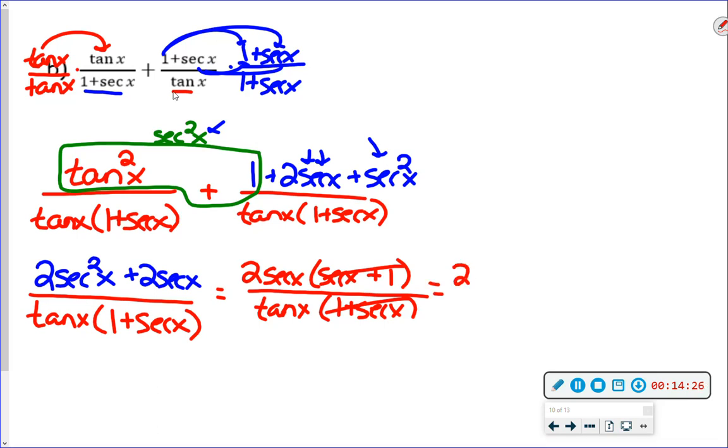I've got the 2. Of course, secant is really 1 over cosine. So I'm going to make this 2 over cosine. I wrote it in green because that's off the identity. And then, of course, we've got our tangent, which we know our identity for: it's sine over cosine. So when I divide by a fraction, we end up multiplying by the reciprocal. So I'm going to go ahead and flip that.